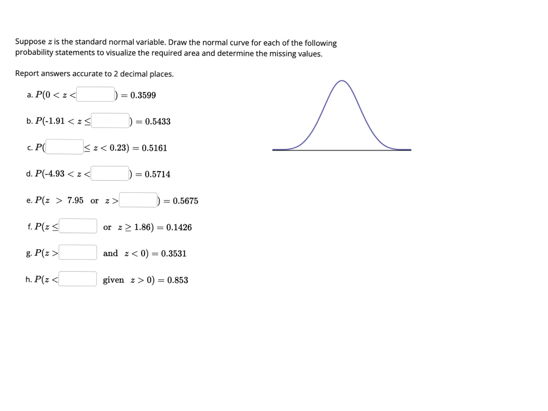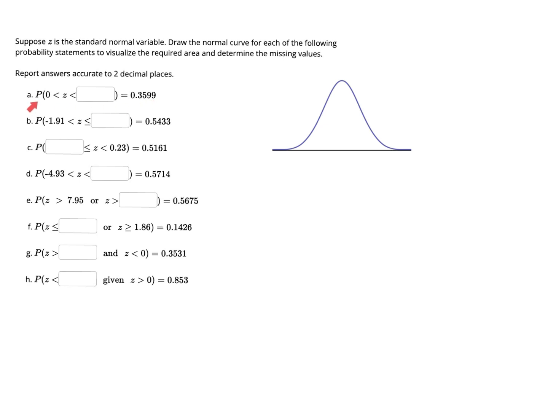Let's try to make sense out of what it is that we know and what it is that we need to find and visualize it for a few examples. And you can use these examples to get the rest of the problems because they will be done in a very similar manner. For example, in part A, we are told that there is a probability that z is between 0 and some unknown number, and this probability is equal to 0.3599.